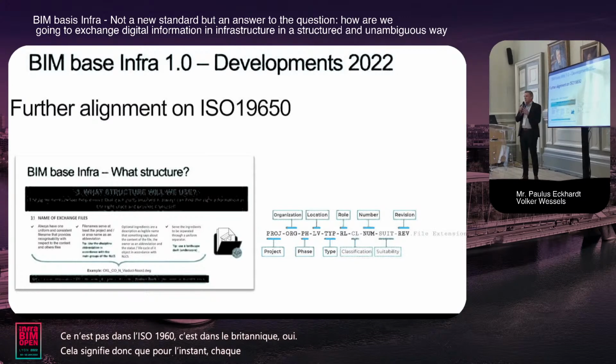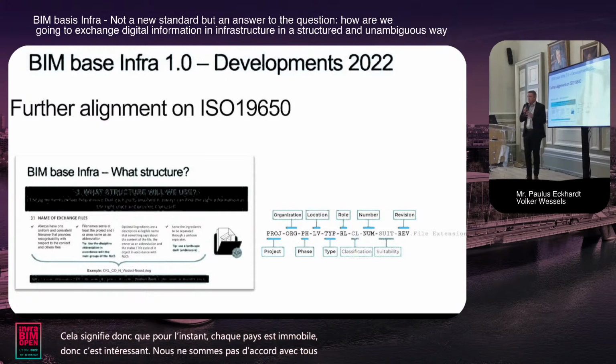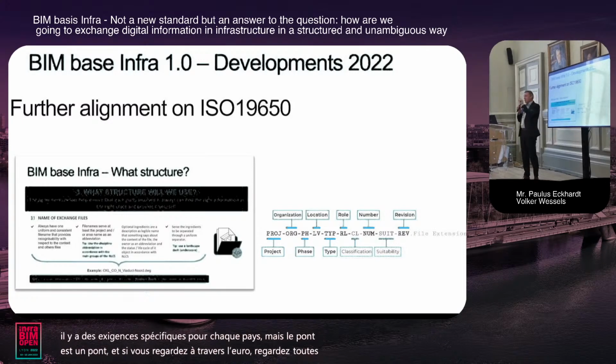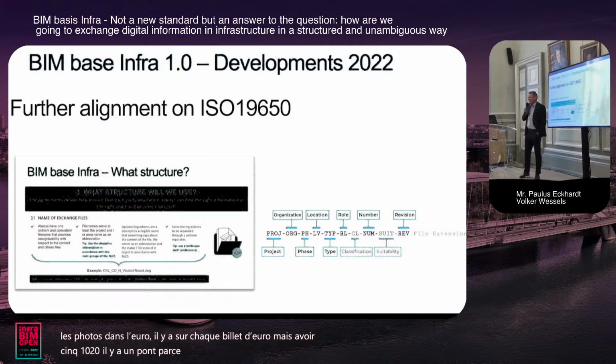So this is interesting. We don't agree every country on classification, but a bridge in France is the same bridge in the Netherlands. It's a bridge, you know. And of course there are some specific requirements for every country, but a bridge is a bridge. And if you look at the euro, on every euro banknote, 5, 10, 20, there's a bridge, because a bridge connects. So let's try to do this as well.